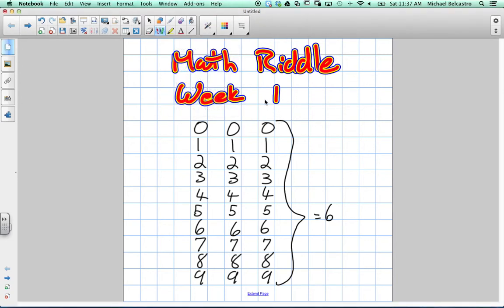Okay, so now we're going to go through the answers of our math riddle week 1. As I showed in the original video, we essentially have all these values and we have to make each of the rows equal to 6.